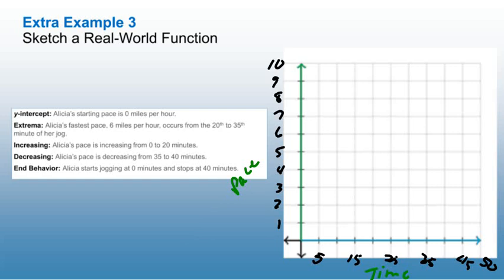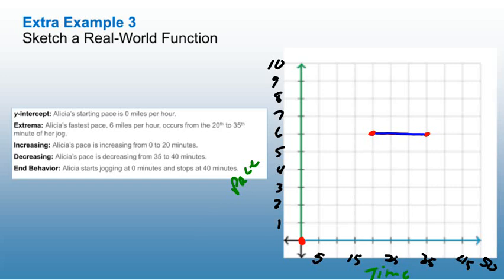So it says her starting pace is 0 miles per hour, so we're starting here at the origin. Alicia's fastest pace, 6 miles per hour, occurs from the 20th to the 35th minute of her jog. So if I go to 20 and then 6, 20 and 6 would be here, and then 35 and 6 would be here. That means she stays at that same pace from this point to this point. So that's the maximum pace that she goes, or fastest she goes.